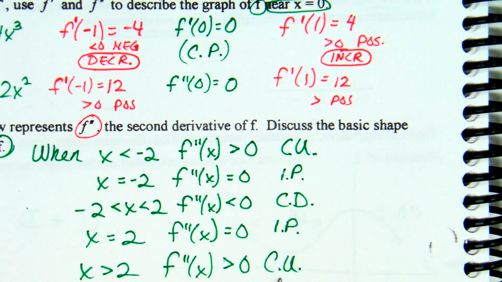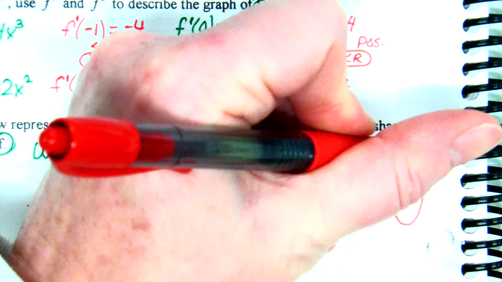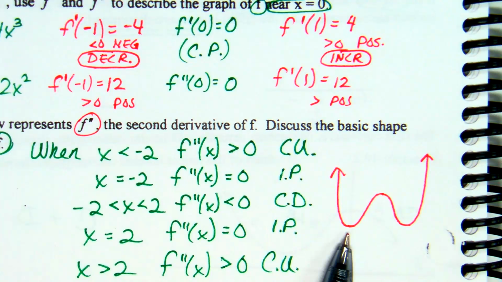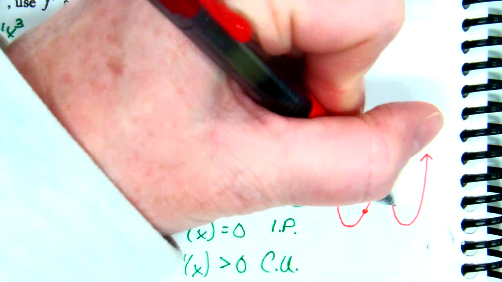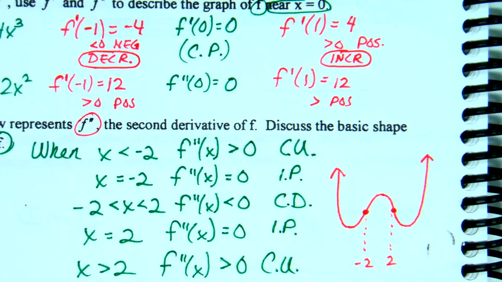So, here's my visual for you. It's a W. Do you see it? Here's concave down, right? Or concave up. Inflection point, concave down. Inflection point, concave up. So if those are my inflection points, those are happening at -2 and +2.